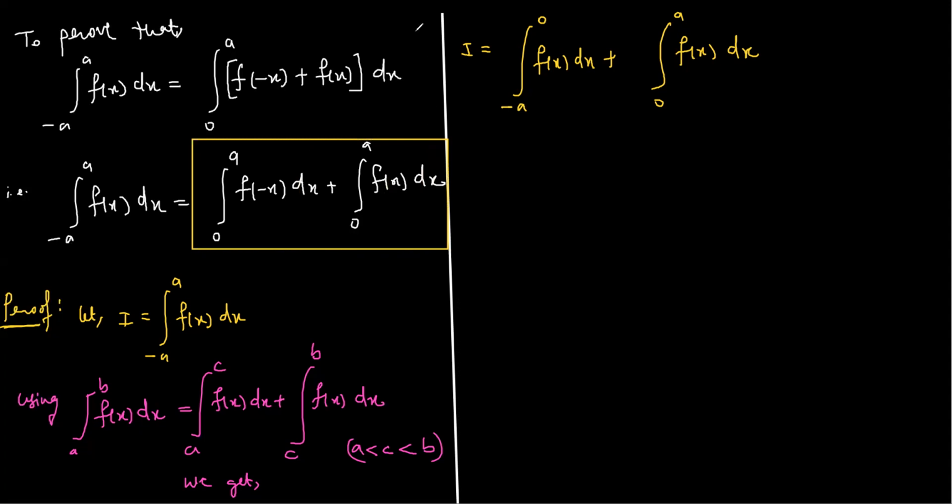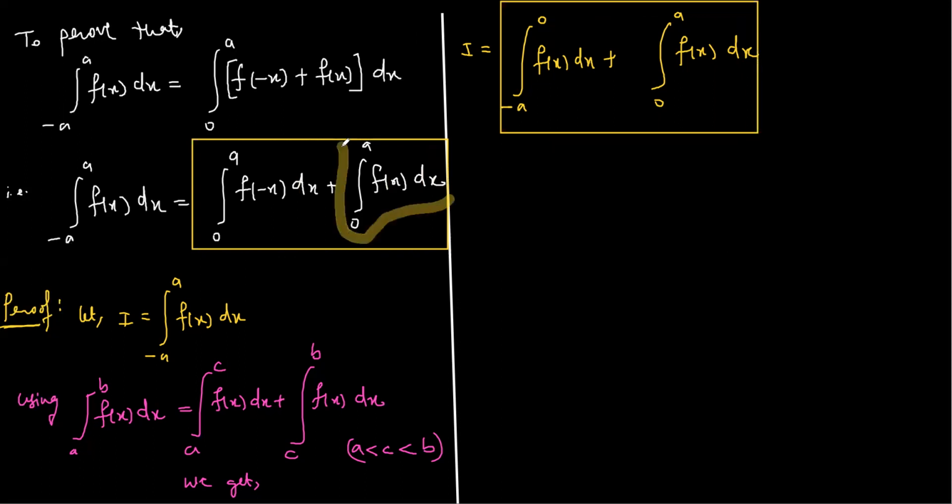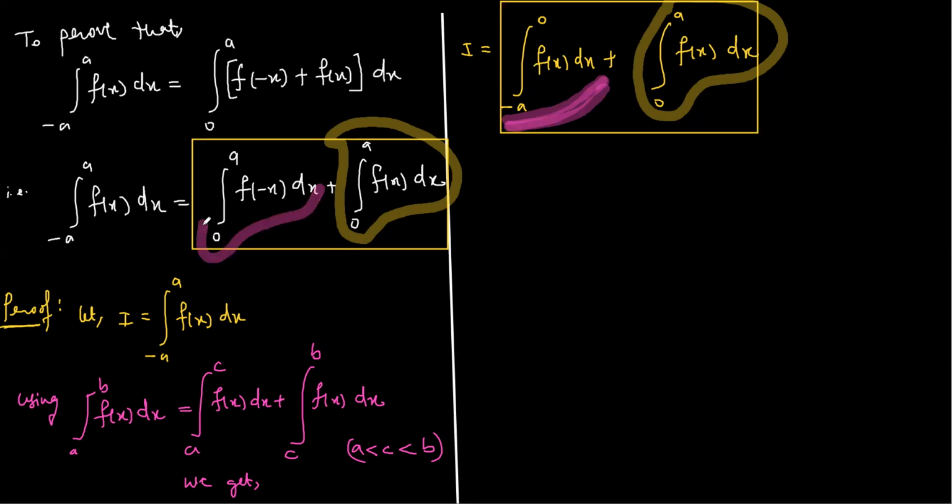So comparing the right hand side of my theory and the right hand side of what I have achieved so far, I notice that 50% is already achieved. This one which I wanted to have on the right, 0 to a f of x dx, has already been achieved. So the only goal now I have, in order to complete the whole proof, is to prove that this integral here, which I have, is the same as this integral.